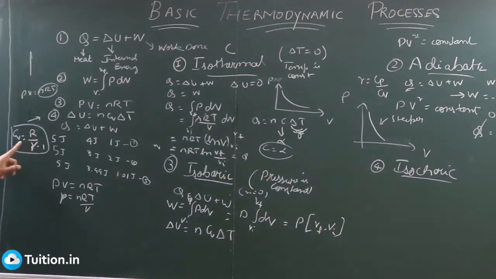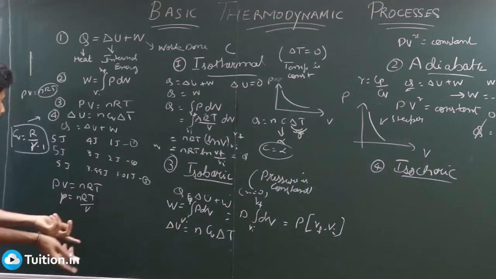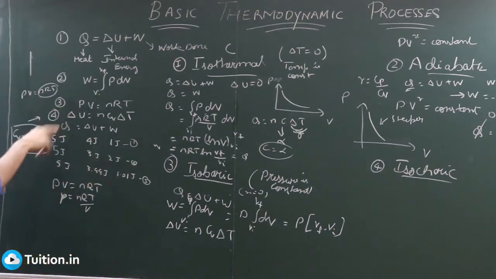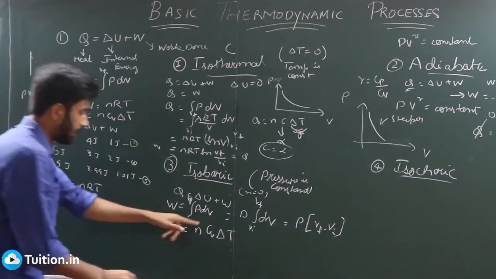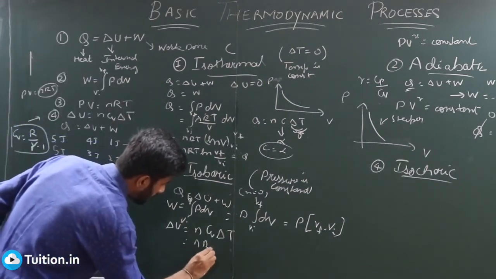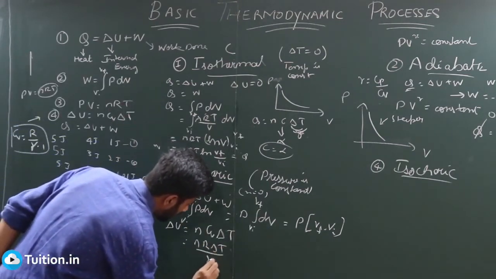Remember, gamma is a value which is fixed for a gas. For a monoatomic gas, it has some value. For a diatomic gas, it has some value. For a triatomic or polyatomic gas, it has a fixed value, right? So this gamma depends on what kind of gas you are using. So I can replace that here. I have nR delta T divided by gamma minus 1.